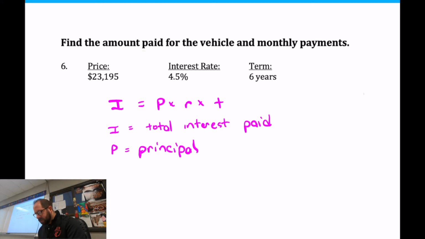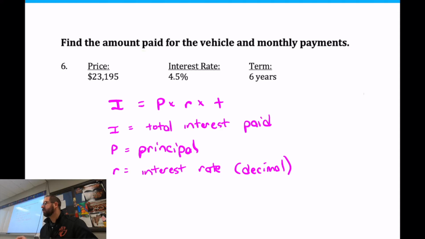The R is the interest rate, and this has to be in decimals. So you have to change that, move the decimal over 2 spots or divide by 100. You have to make sure you put that interest rate in decimals. So yours is the 4.5, so you have to move it over 2 spots: 0.045. And then time is in years.